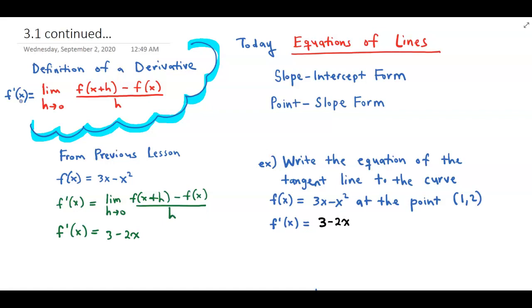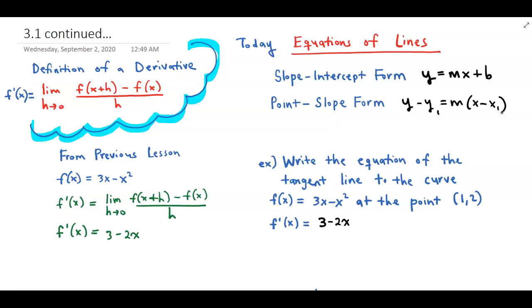We're going to write equations of lines with the idea of calculus in mind. From algebra 1, slope-intercept form was y equals mx plus b, and point-slope form is y minus y1 equals m times x minus x1. So those are two ways of writing equations of lines.